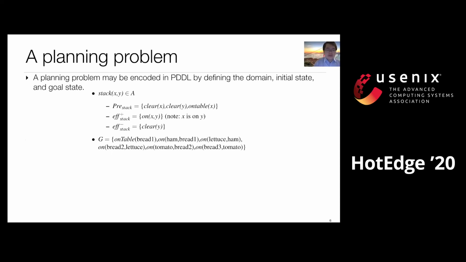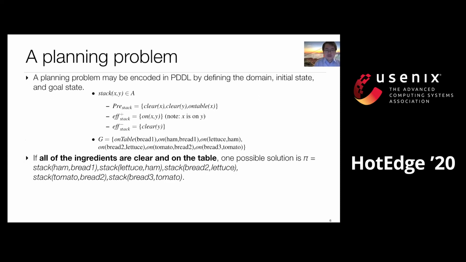Here, we define a formal planning problem. In general, a planning problem could be encoded with PDDL by defining the domain, the initial state, and the goal state. Here, stack XY is the action defined in the domain file, and G is the goal state. For this planning problem, if the initial state is that all the ingredients are clear and on the table, one possible solution pi is as follows, which consists of 5 stack operations.